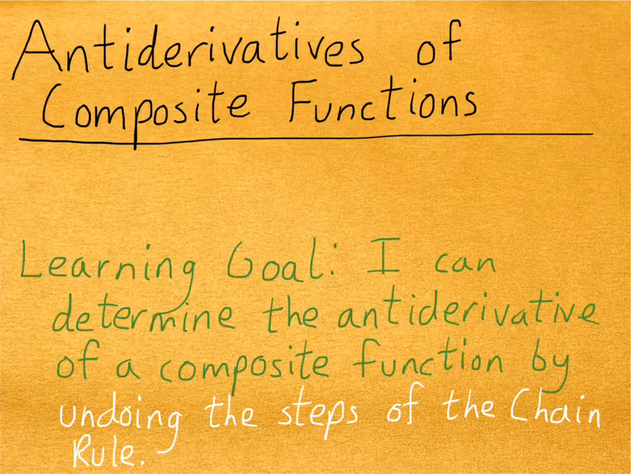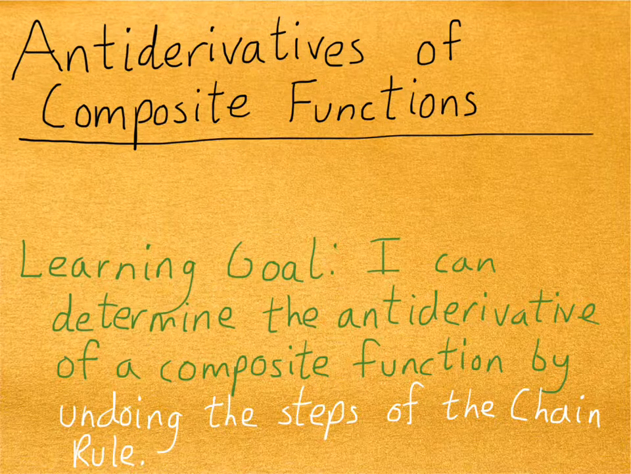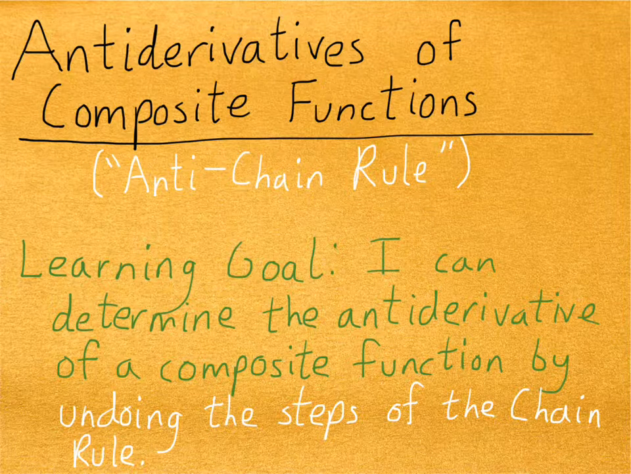Hello everybody, and welcome to this video about finding the antiderivatives of composite functions. Specifically, we'll be looking at doing that by undoing the steps of the chain rule. So for that reason, I like to call this the anti-chain rule. Once again, this is not an official mathematical term, but I think it aptly describes what it does.